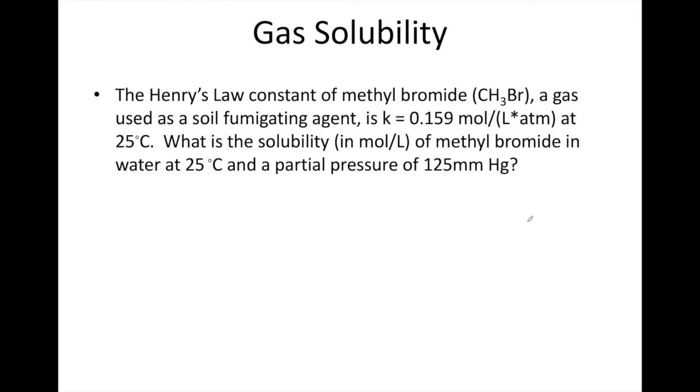So let's take a look at a problem. We're given the Henry's law constant for methyl bromide, which is a gas used to fumigate soil, and it's 0.159 moles per liter times atmosphere at 25 degrees Celsius. What is the solubility of our gas in water at 25 degrees Celsius with the partial pressure being 125 millimeters of mercury? Pause the video and see if you can solve this problem.